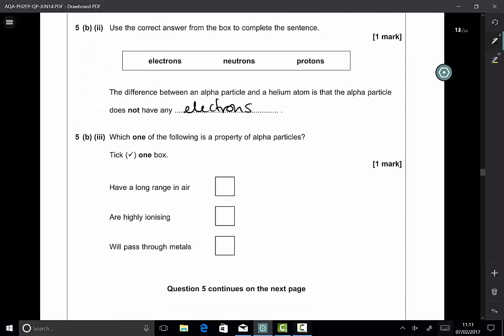And which one is a property of alpha particles? They don't have a long range in air. They only travel about 10 centimeters. Highly ionizing is true. Will pass through metals? No, they're stopped by skin and paper, so that's not going to be it. They are highly ionizing.